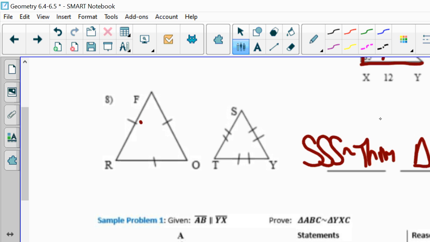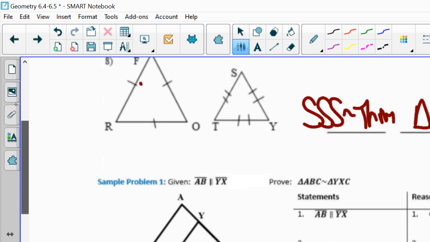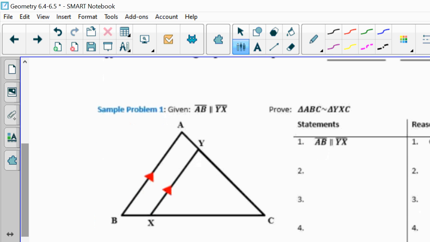Now let's look at some proofs, right? I promised you guys proofs, so what better way to end a Monday than with some proofs. So, given segment AB is parallel to segment YX, prove triangle ABC is similar to triangle YXC. So they gave me our givens.